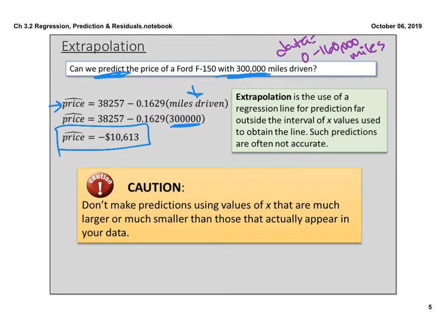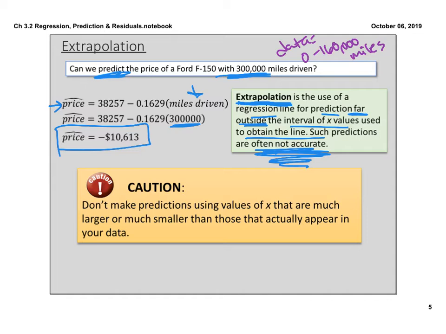$10,613. Now, I don't know about you, but I've never heard of a car dealership having somebody walk onto their showroom floor or their lot and say, hey, I'm going to hand you $10,000 and you get to take this car. That just doesn't happen. That doesn't make any sense. What happened here is that we have some serious extrapolation going on, okay? When we use the regression line to predict a value that's far outside of the interval of x values used to create the line, that prediction is often not accurate. And obviously we can see that that's the case in this example.